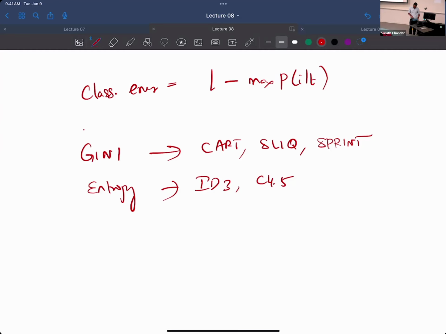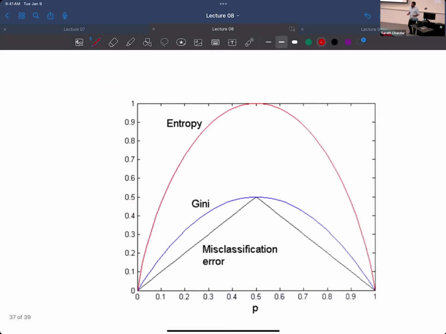Now here is a comparison of all these three different metrics. When you're here, it is all class 0. When you're here, it is all class 1. So at both ends, the metrics are 0. The middle point is where you have 50% class 0 and 50% class 1. That is when all these metrics peak. Gini and misclassification have a maximum value of 0.5, and entropy has a maximum value of 1.